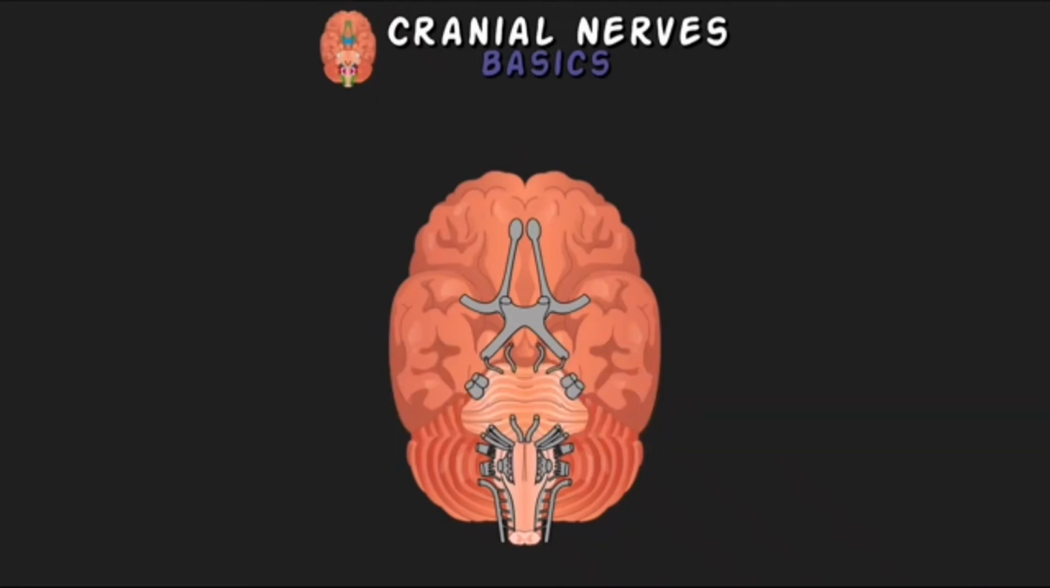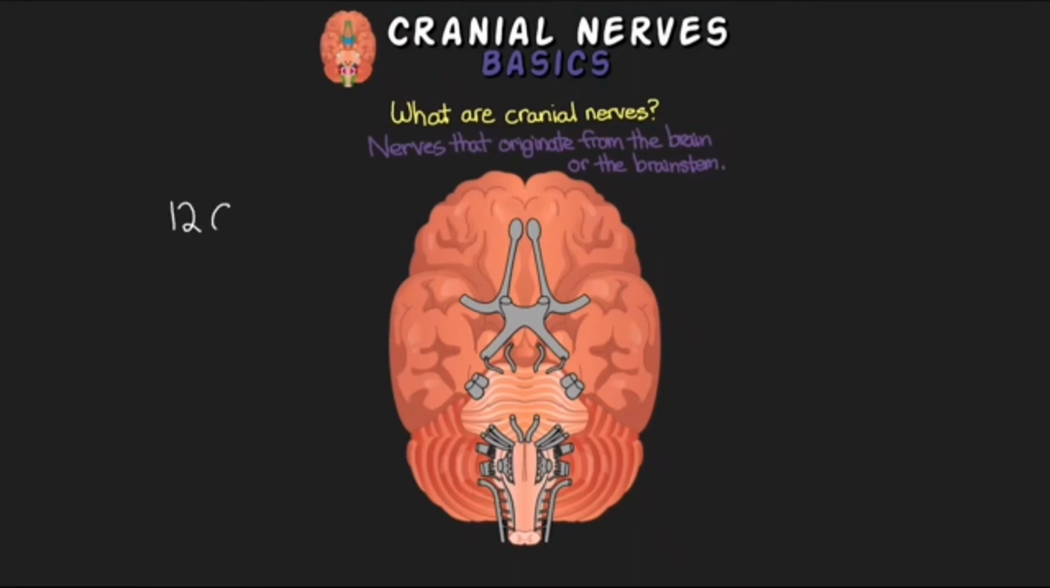Alright, so let's go ahead and get in here and start to talk about what our cranial nerves are. Essentially, cranial nerves are nerves that originate directly from either the brain or the brain stem. There are actually 12 different cranial nerves, and each one is paired and present on both sides of the body.